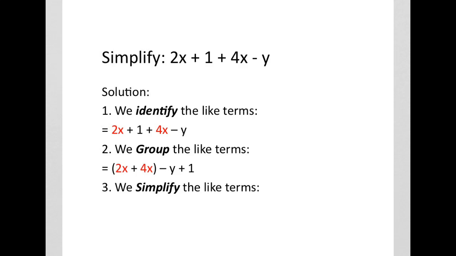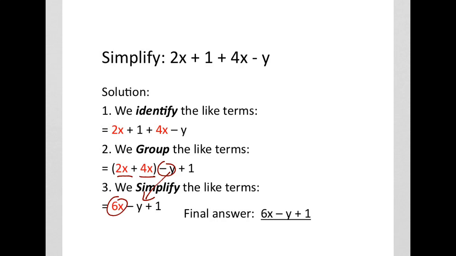We simplify the like terms. So looking at our groups, we look at the x's. 4x plus 2x gives 6x, minus y gives minus y. We don't add or subtract anything because we only have one variable here, so we just leave it the way it is. 1, we just leave it as 1 because we don't add or subtract anything, and this leaves us with our solution, 6x minus y plus 1.